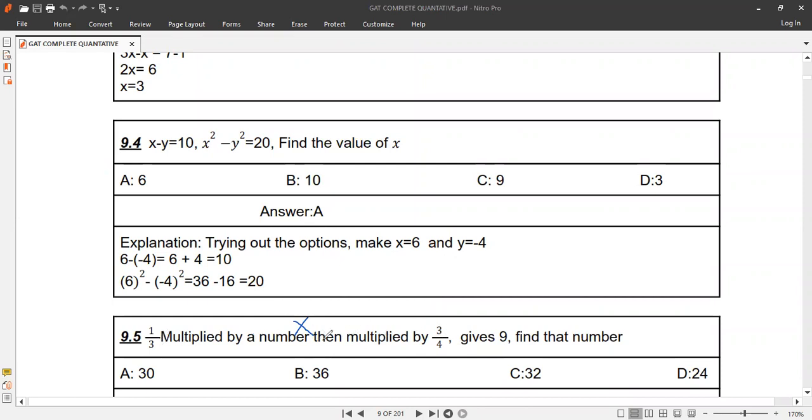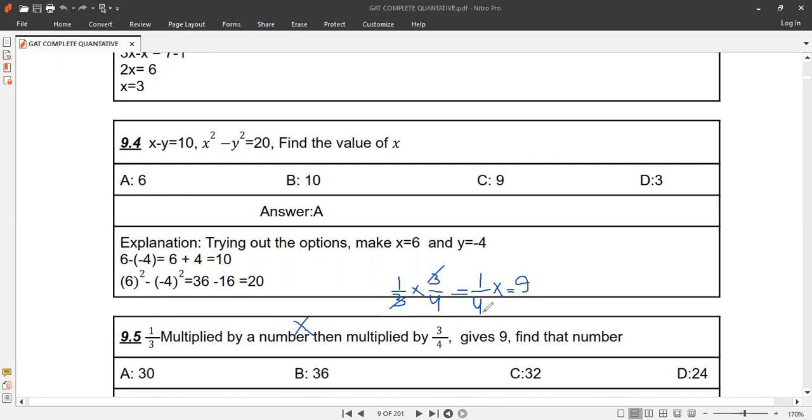It equals 3 over 12, or a fourth, because the number is multiplied by a third and then multiplied by 3 over 4. So I multiply them directly, and I get a fourth. So the question is 1 over 4. A fourth of a number equals 9.